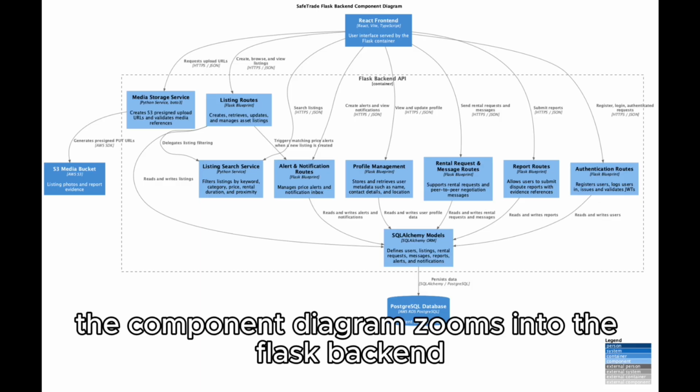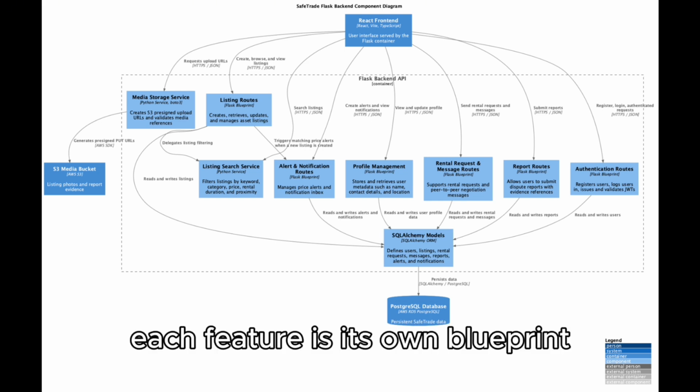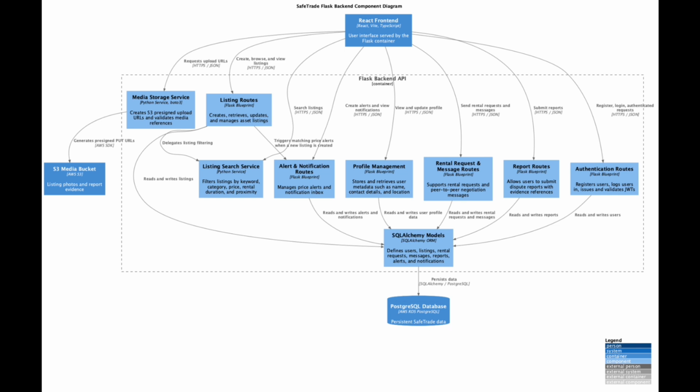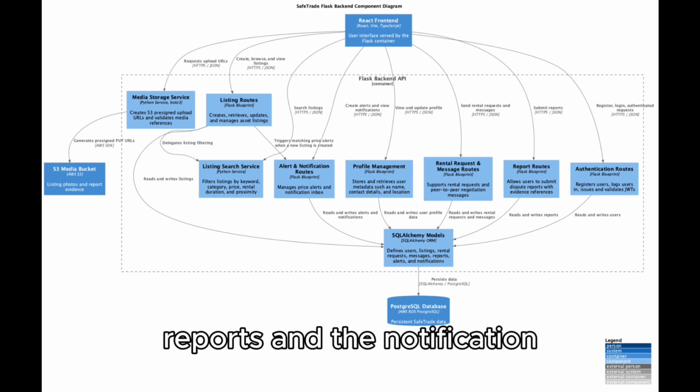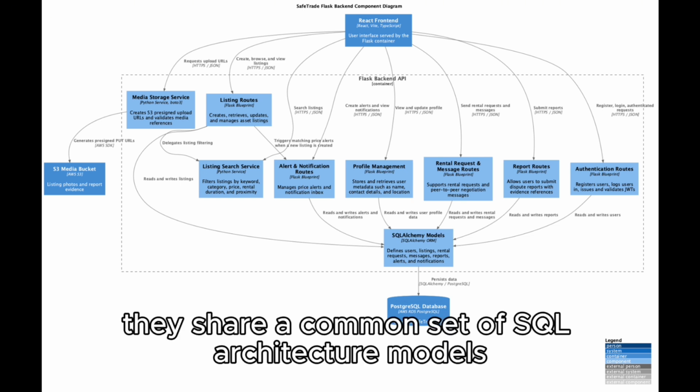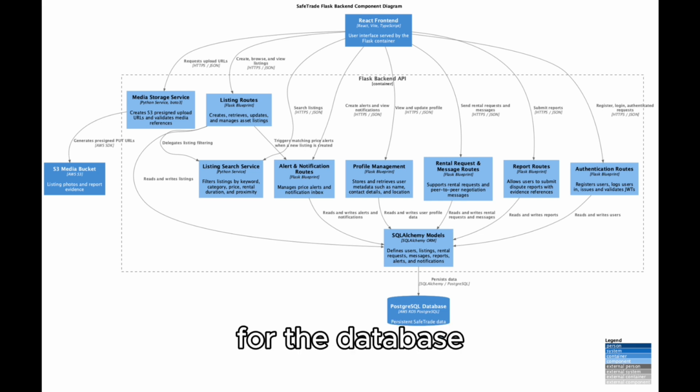Finally, the component diagram zooms into the Flask backend. Each feature is its own blueprint: listing, search, message, reports, and notification. They share a common set of SQLAlchemy models for the database.